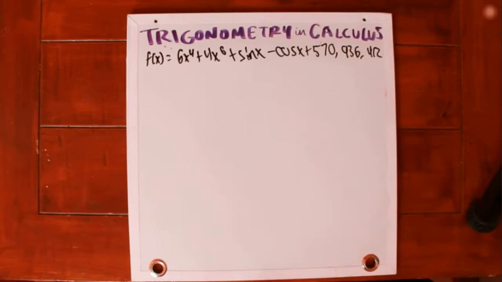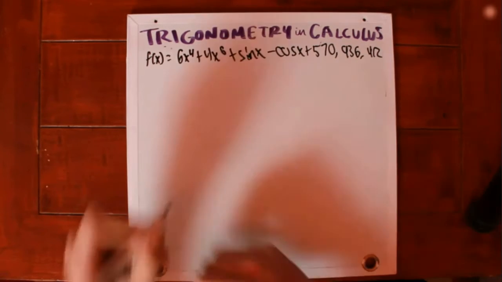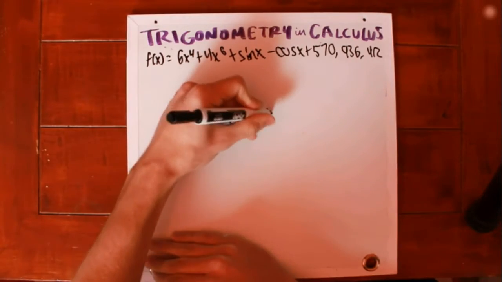570,936,412. It's almost the Homestuck number. Cool. I just hit random numbers and tried to make it diverse. That should be easy enough. Pause the video now and play it when you've got an answer.